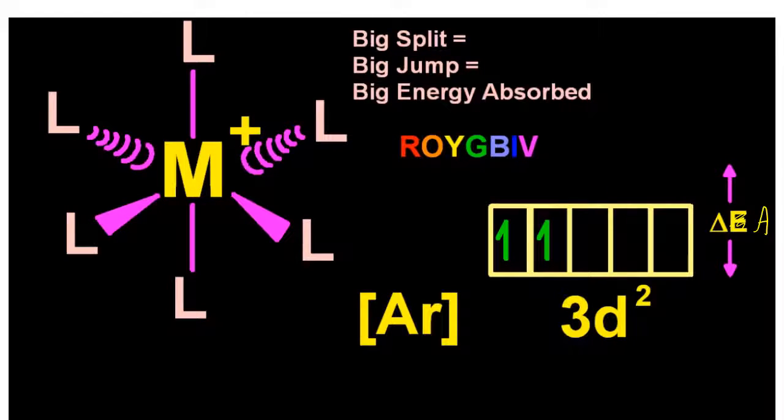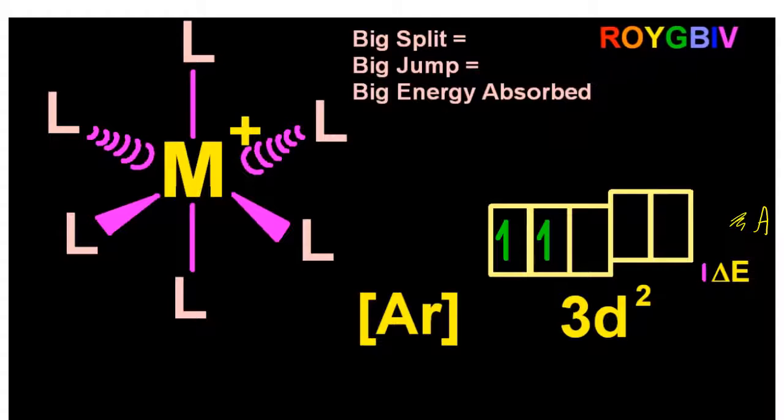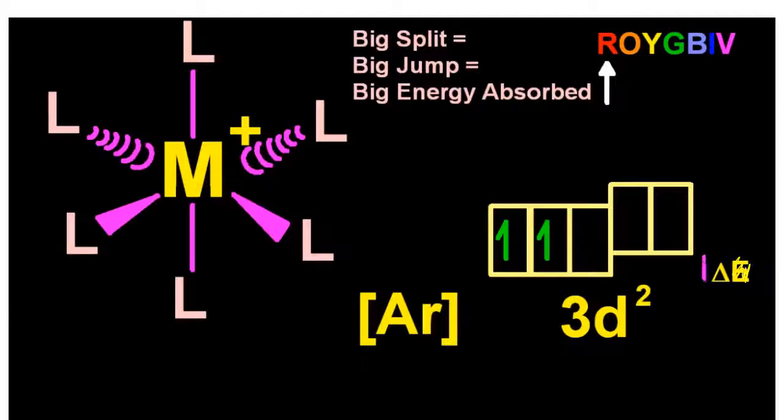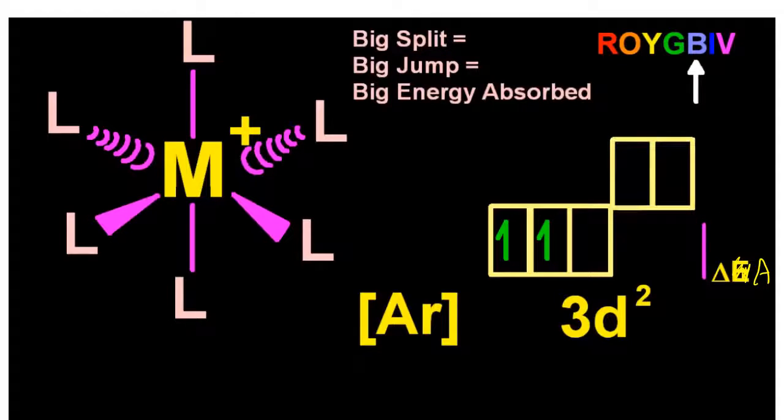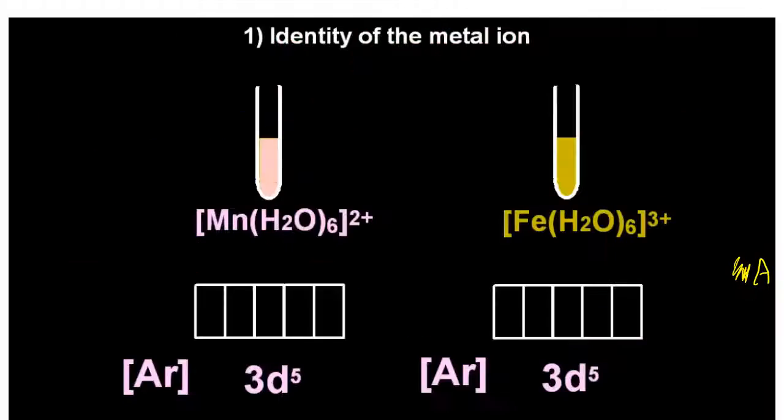So let's just reset this complex. If I have a small delta E, small split, small jump, small energy absorbed, so that's going to absorb red light to promote the electron. And as the split gets bigger, the light that's absorbed is going to have increasing energy all the way through to violet. So let's look at reason 1, the identity of the metal ion.